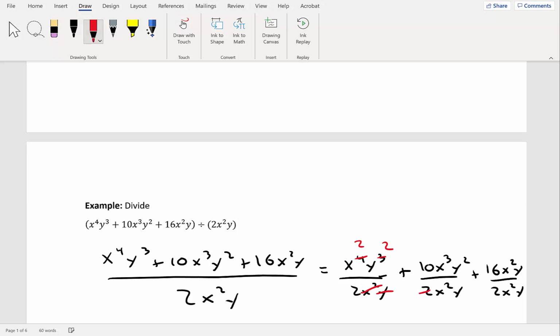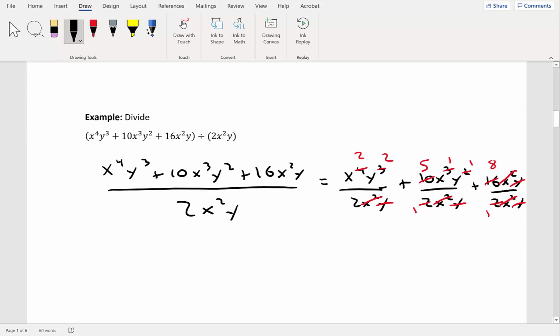The next fraction, 2 goes into 2 once, it goes into 10 5 times. The 2x's in the denominator cancel out with 2 of them in the numerator, leaving me with just 1. The 1y cancels out with 1y, leaving me with just 1y in the numerator. And for our last fraction, 2 goes into 2 once, it goes into 16 8 times. X squareds cancel out, and then y's also cancel out.